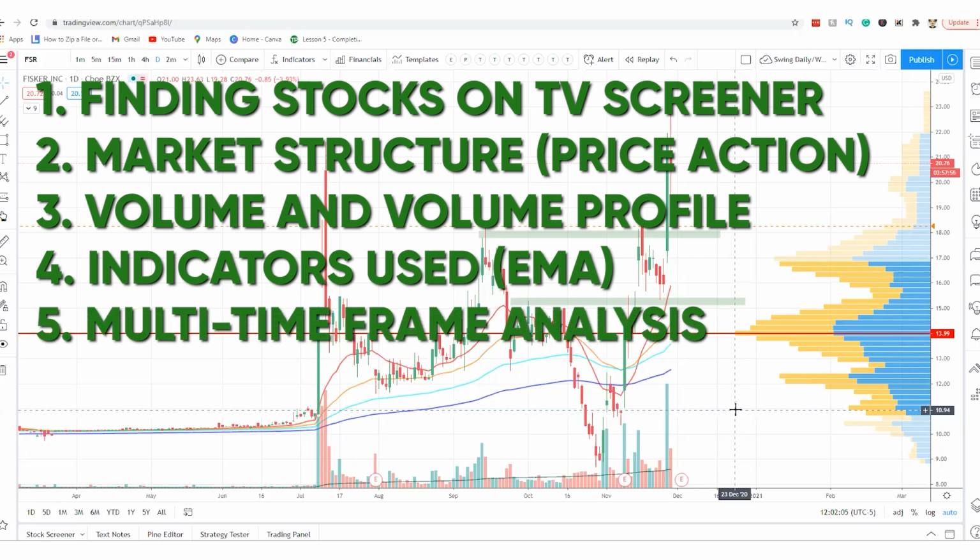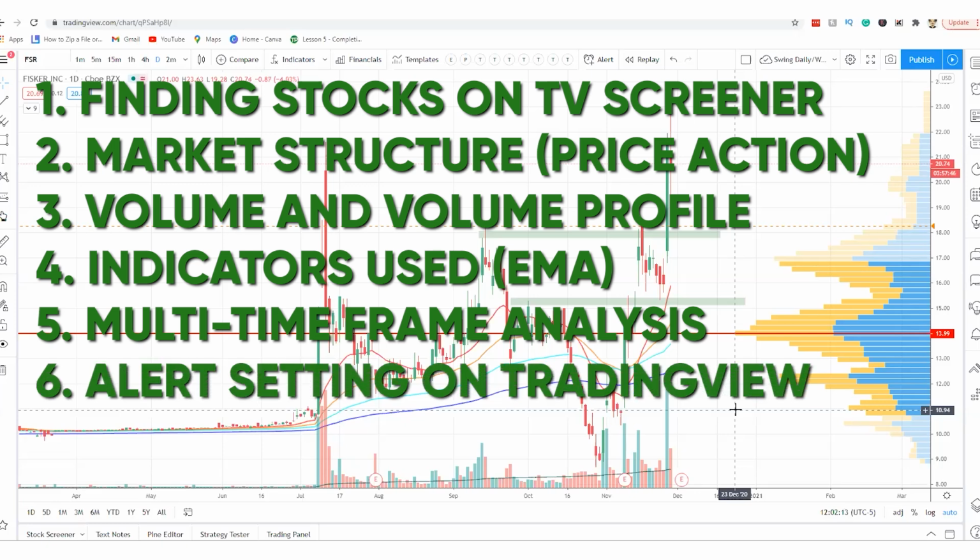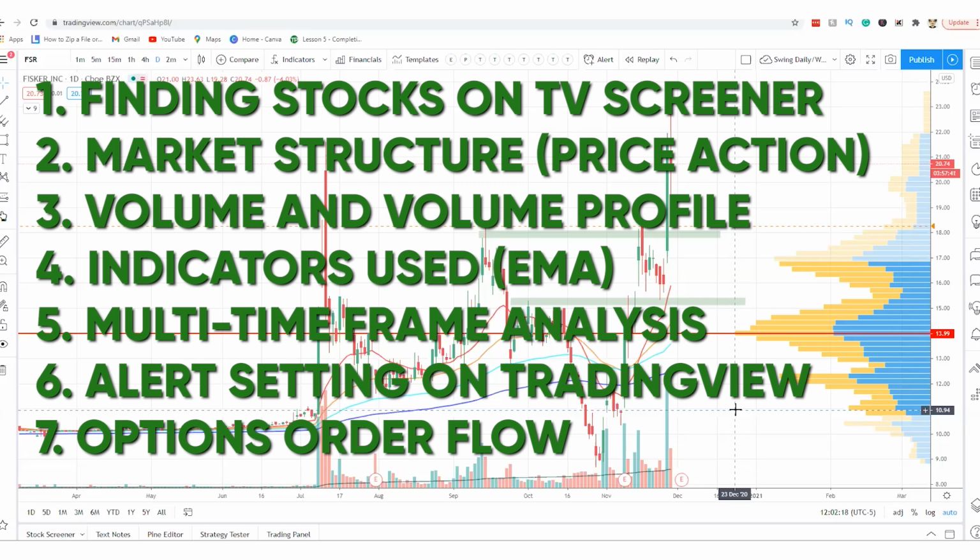Can we drop down to the 4-hour or the 1-hour and identify some big, nice candles with some nice volume to actually hold our support? Number 6, let's set that alert on TradingView as you saw we just did. Number 7, take a peek at options order flows. See if people are buying the premium for a certain strike in the future. Maybe that could help you out. I know it sure has helped me out.